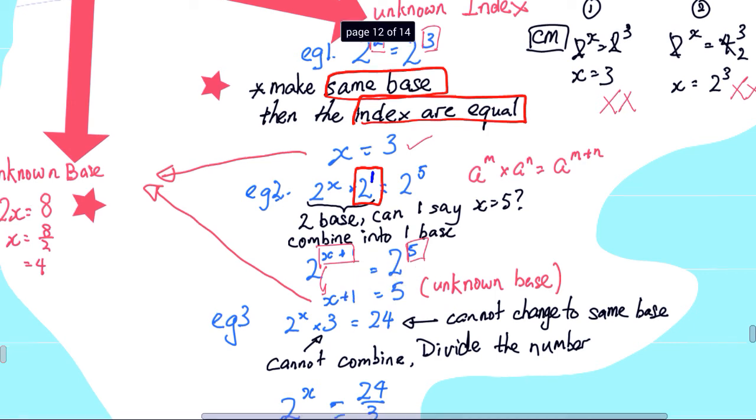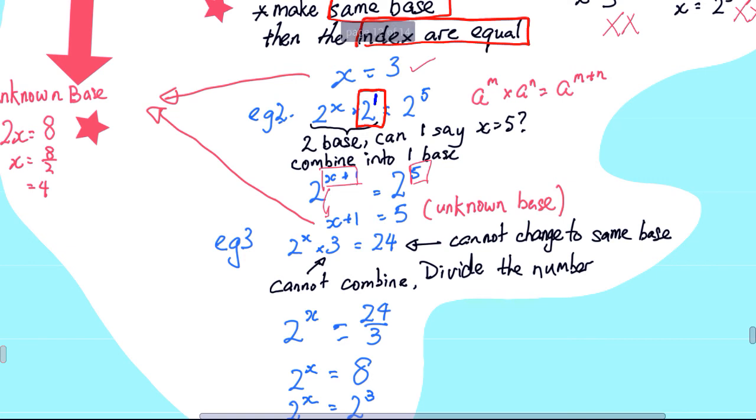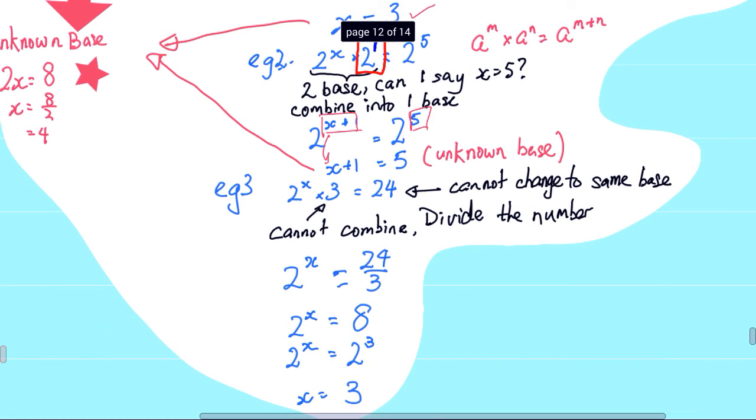Now let's take a look at the third example. Now what happens if I cannot get rid of the 3 and I cannot change 3 into a base same as 2? 24 here, I also cannot change the base to 2. So what I want to do is I want to remove this number, and what we can do is we can divide by 3. So when we divide by 3, we realize that I have 2 to the power of x is 8, and straight away I can change to the same base again, and then I can find the answer x equals to 3.